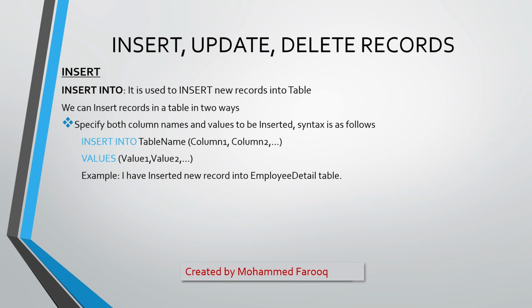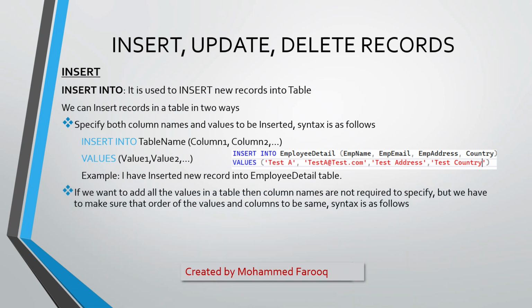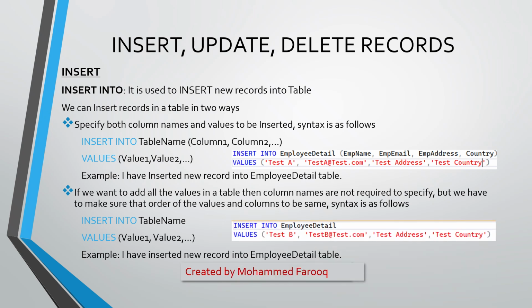Example, I have inserted a new record into the employee detail table as shown. So this will insert a new record into the employee detail table. Number 2, if we want to add all values in a table, then column names are not required to specify, but we have to make sure that the order of the values and columns is the same. Syntax is as follows: INSERT INTO table name VALUES value 1, value 2 and so on. Example, I have inserted a new record into the employee detail table. This is the result. Look into it. I haven't specified the column names, but I followed the order of the values to be the same as the column names.